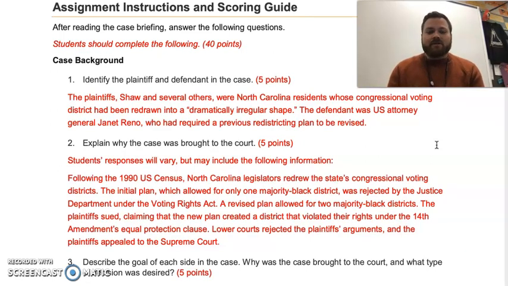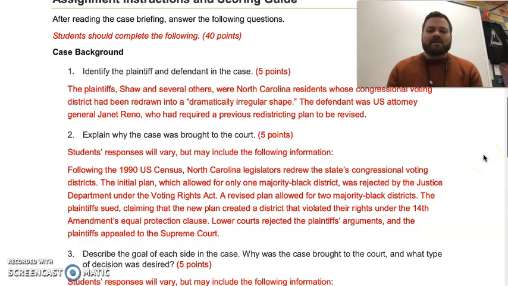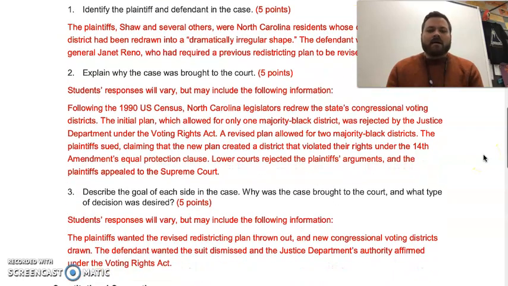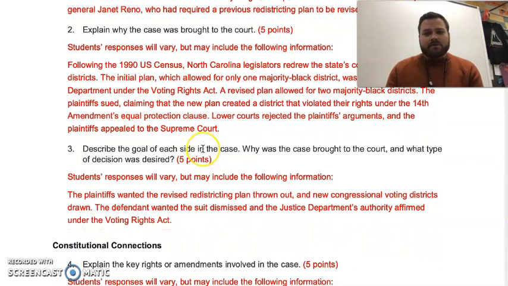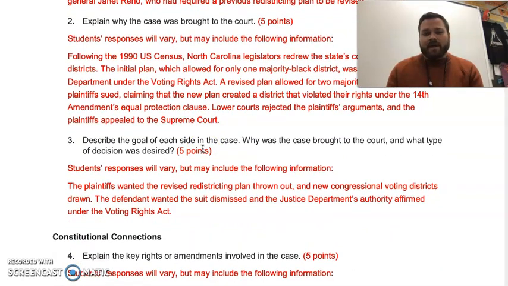The challenge here, though, was that race was really the only reason why that district looked that way. And so the lower courts rejected the argument, saying, look, this is what the Voting Rights Act says, that you should try to make diverse voting districts. The issue, though, was there was no other reason for that irregular shape to be created.